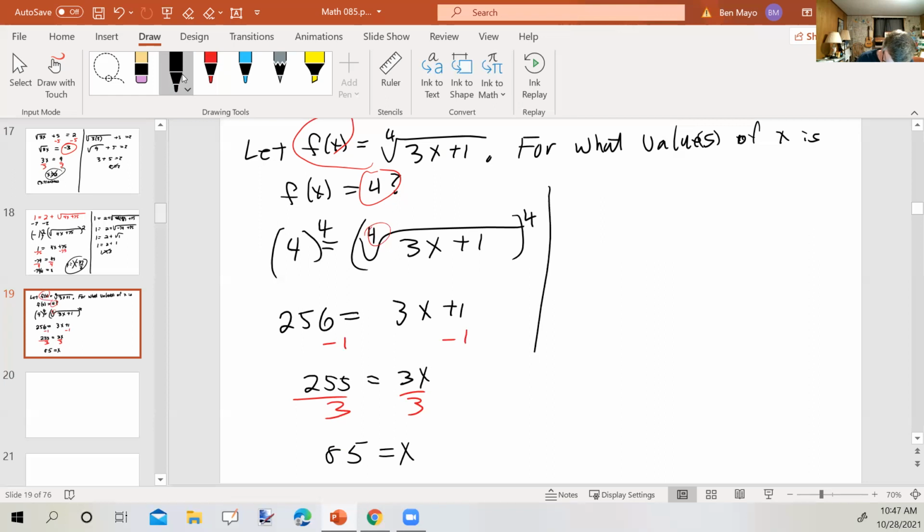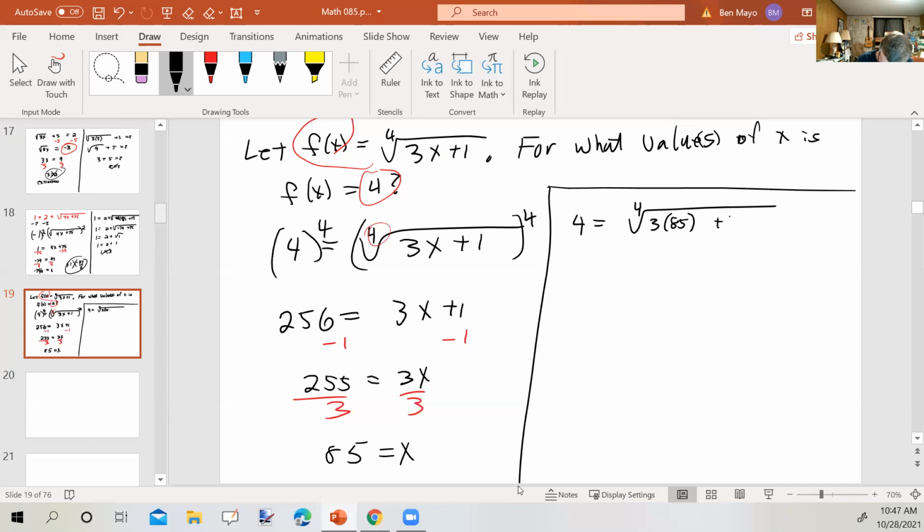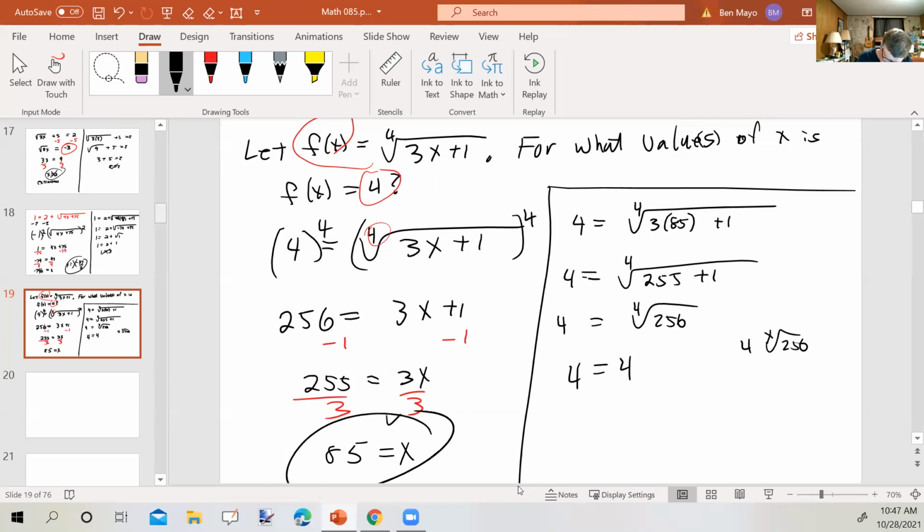Let's check our work. So we'd have 4 equals the fourth root of 3 times 85 plus 1. 4 equals the fourth root of 255 plus 1. 4 equals the fourth root of 256. And if I take the fourth root of 256, I could do that on my calculator, remember? So I could put in 4 and then the x-th root of 256. So let's see what happens. 4, second, x root of 256. And I get 4. So 4 equals 4. The solution checks. Questions there?